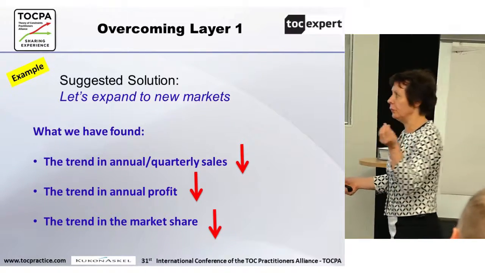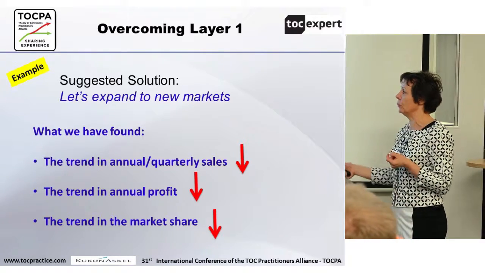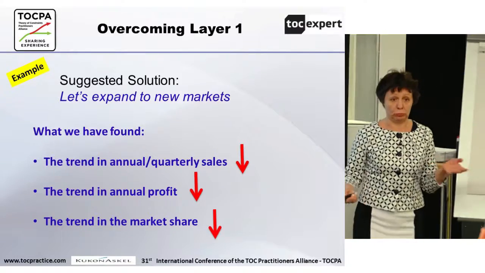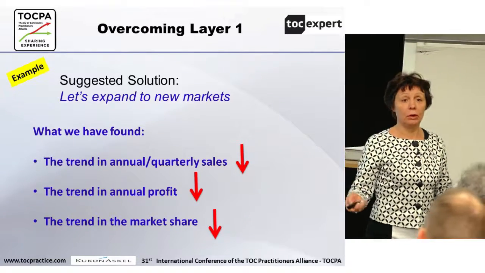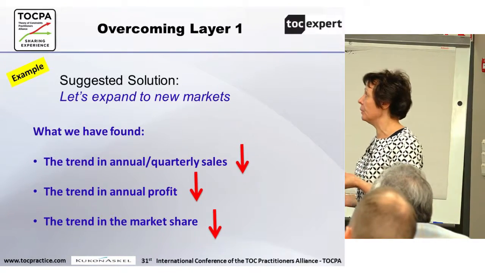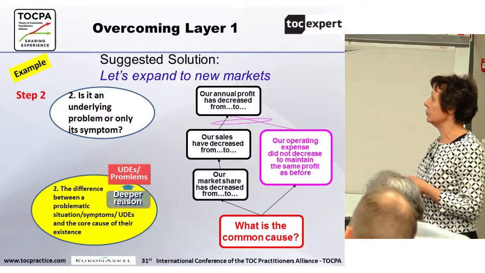That's the starting point. Now we found that the trend in annual and quarterly sales is down. Trend in annual profit, down. Trend in the market share, down. Okay. So at least we know that thinking about new markets is justified. Is it an underlying problem or only its symptom?